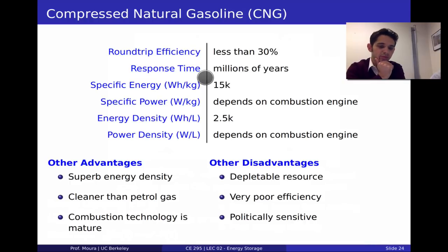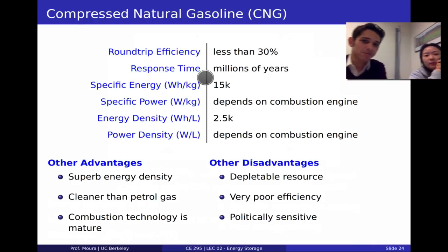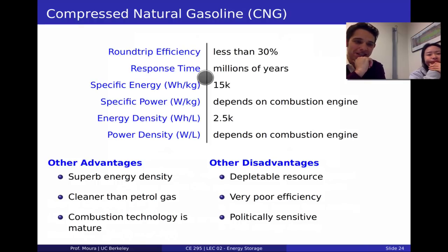Okay. Now, yeah, question. What does it really mean by round-trip efficiency here? How would you measure the round-trip efficiency? What does 30 mean? That's a good question. So I'm being not so disciplined about my definition here. Actually, in this case, I don't mean round-trip at all. I mean just from liquid fuel to mechanical energy. So I just mean one way.